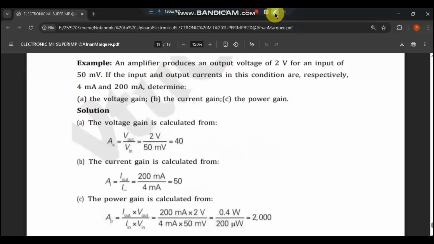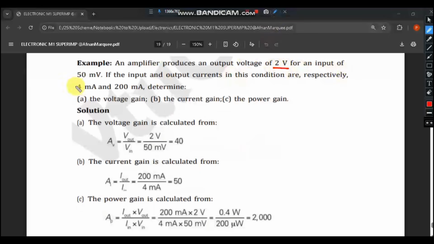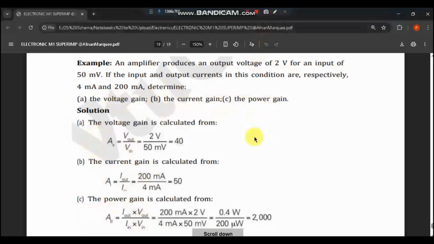An amplifier produces an output voltage of 2 volts for an input of 50 milliwatts, and the input and output currents in this condition are respectively 4 milliampere and 200 milliampere. Determine the voltage gain, current gain, and power gain. Three types of gains you have to find out. For each of these gains, we'll write the formulas and apply the values given in the question to find the answer.